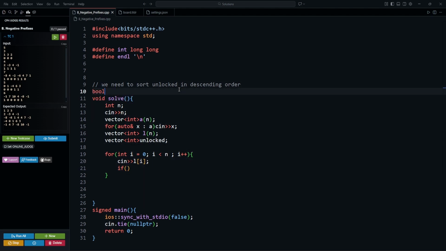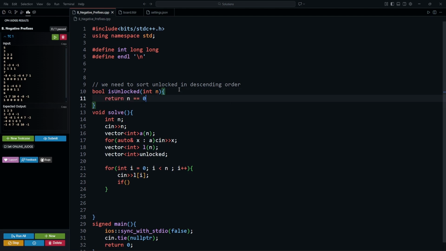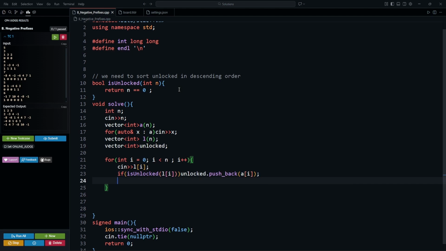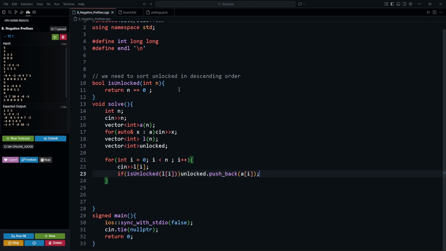Let's write a bool function, is unlocked. This would take int n, and it will basically return n equal to 0. So we'll write is unlocked of l of i. If it's an unlocked element, then we can push back this a of i into unlocked.